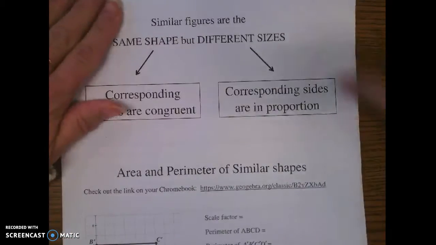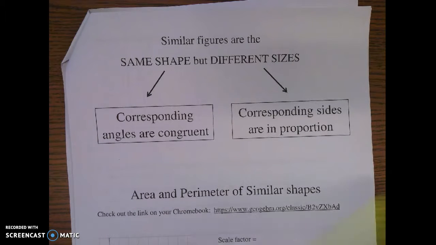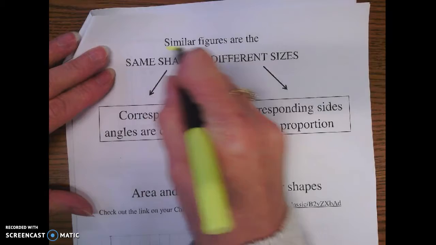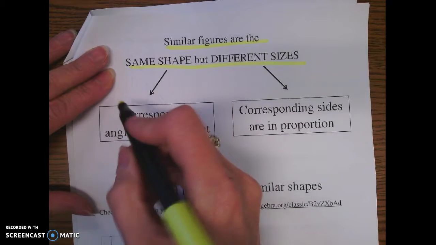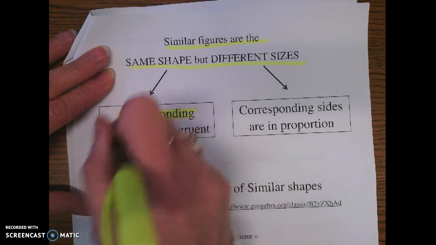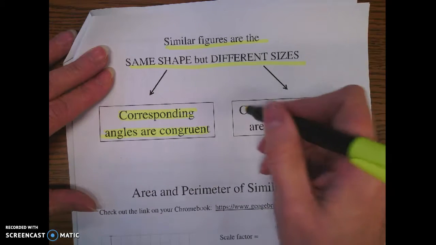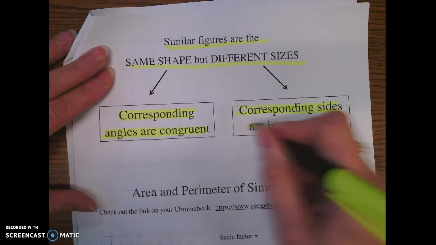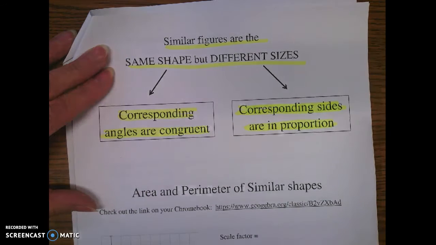So, similar figures have the same shape, but different sizes. All right, and as a result, corresponding angles are congruent and corresponding sides are in the same proportion. So, very important, similar figures, same shape, different size. But as a result, always corresponding angles are congruent. You never multiply angle measures by the scale factor. Corresponding sides are in proportion. You take the pre-image length and you're going to multiply it by the scale factor.